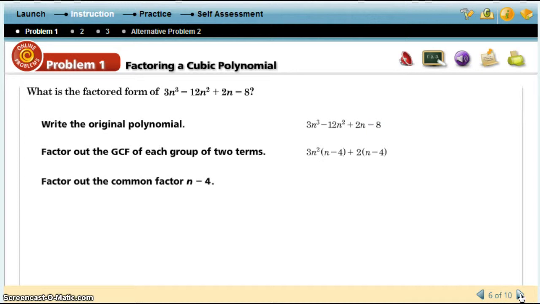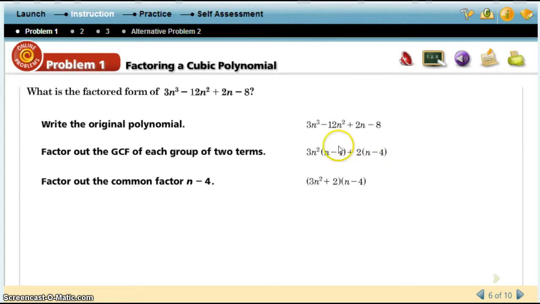Then factor out the common factor n minus 4. So the factors are 3 times n squared plus 2 and n minus 4. Basically what you've got here is after you take out the 3n squared from the first two and you take out the 2 from the second two, you have binomials that are identical. You could think of this as one giant x and one giant x. And if I ask you what do these terms have in common, you would tell me the x. Well, in this case, it happens to be a binomial. So remove the entire binomial.